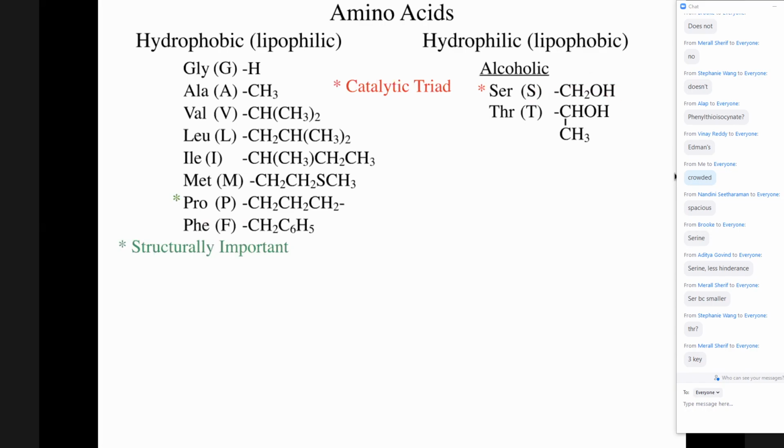So typically, you protonate something to make a good leaving group, the nucleophile comes in and kicks it out, and then the base deprotonates it and gets it back to normal. So serine is going to be typically our nucleophile.